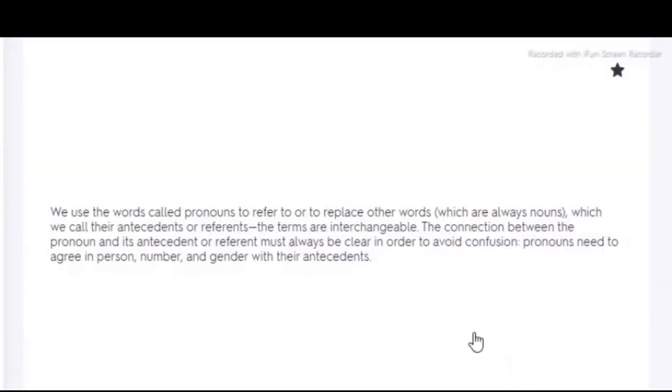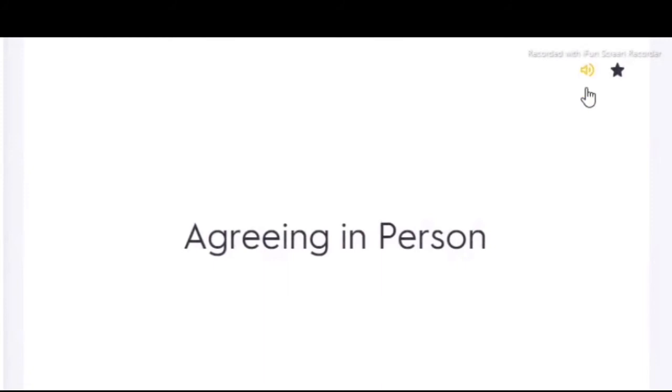Pronoun antecedent agreement. We use the words called pronouns to refer to or to replace other words, which are always nouns, which we call their antecedents or references. Agreeing in person.